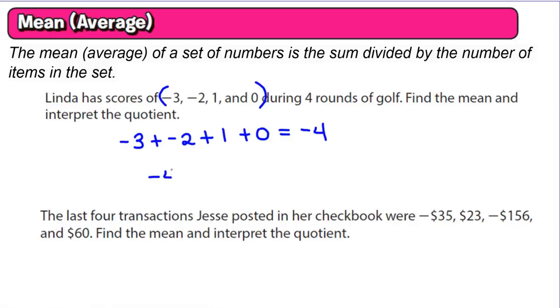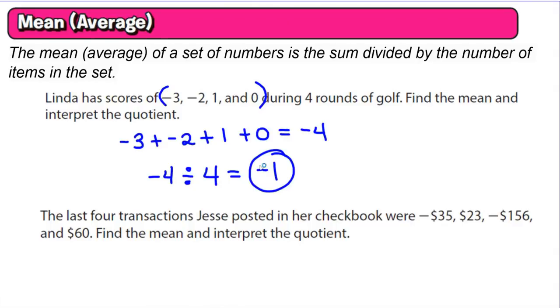Now we're going to take that sum and divide it by 4 because there were 4 rounds of golf, and that's a -1. So what does that -1 tell us? That's her average score. It tells us that she had an average score of -1 on the 4 rounds of golf, or 1 under par.